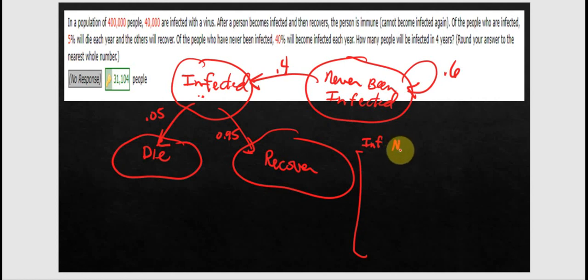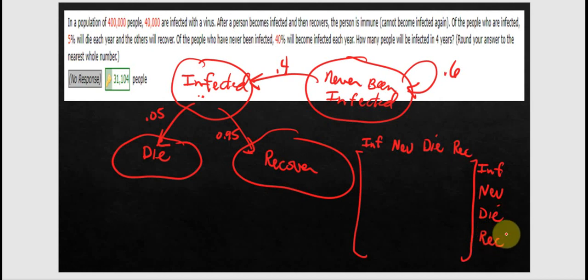Infected. Never. Die. Ike Clanton in Tombstone: I hope you die. And then this is recover, R-E-C. And then here this would be, just going to use that same chain. Infected. Never. Die. Recover. All right. So of those who are infected, 5% will die, so 0.05, and then 95% recover.